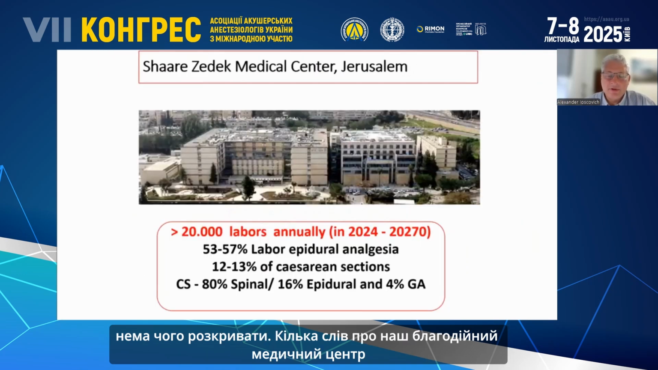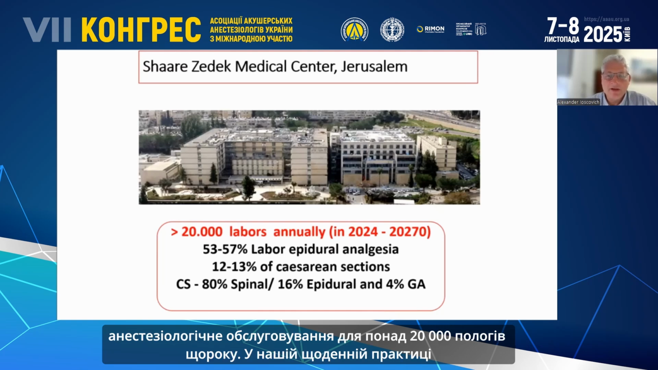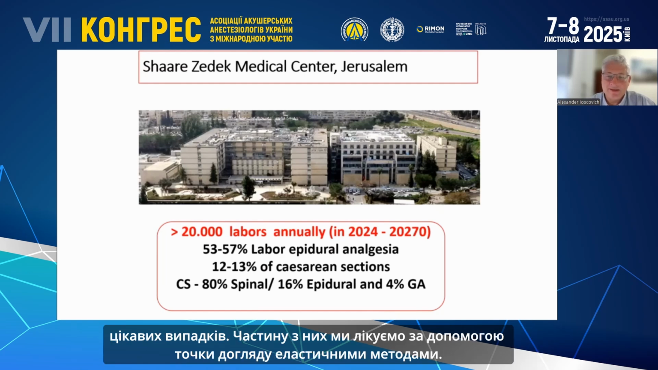A couple of words about our hospital, Shaare Zedek Medical Center, Jerusalem. It is a multidisciplinary 1,000-bed campus, and our anesthetic department gives peripartum anesthetic management for more than 20,000 labors every year. In our daily practice, we deal with a very specific Orthodox Jewish and Muslim population, and we see a lot of interesting cases.